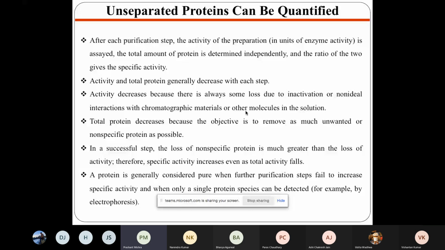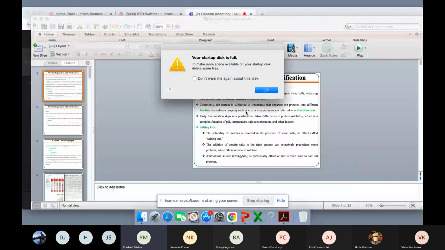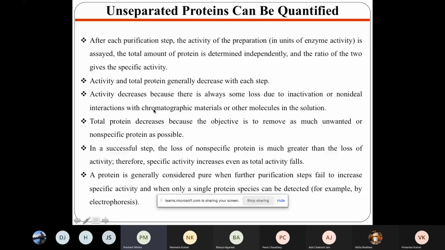It will also depend on how much protein we are loading in the matrix. If the protein concentration is very high, once all the binding sites are occupied, the rest will not bind and will pass out of the column. Because you may not have the optimal condition, the binding may not be 100%. So you will always have loss of protein during the purification step, and that is why the activity will keep on decreasing. But the total protein also decreases. So from one step to another, you are losing protein as well as protein of your interest.